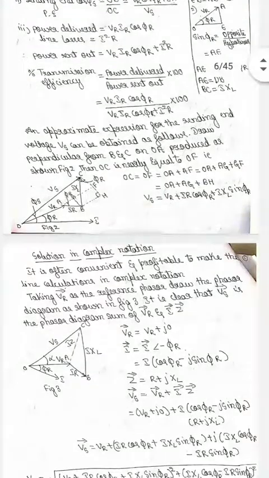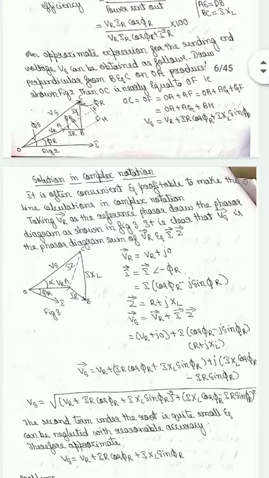Next, we can write the solution in complex notation. In this vector diagram, the VR vector is equal to VR plus J0, the I vector is equal to I at angle minus phi R, which is I (cos phi R minus J sin phi R). The Z vector is equal to R plus JXL. The VS vector is equal to the VR vector plus the I vector into the Z vector. Next, the VS vector is equal to VR plus IR cos phi R plus IXL sin phi R, plus J (IXL cos phi R minus IR sin phi R).